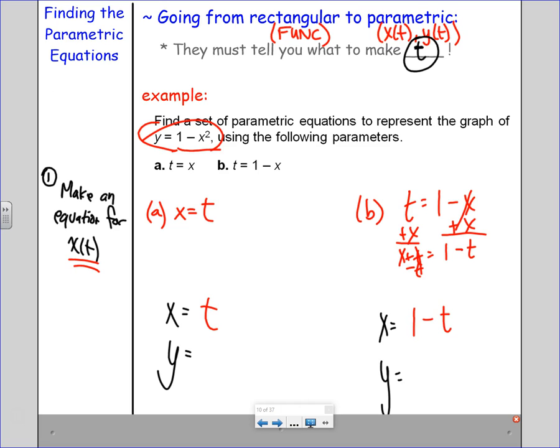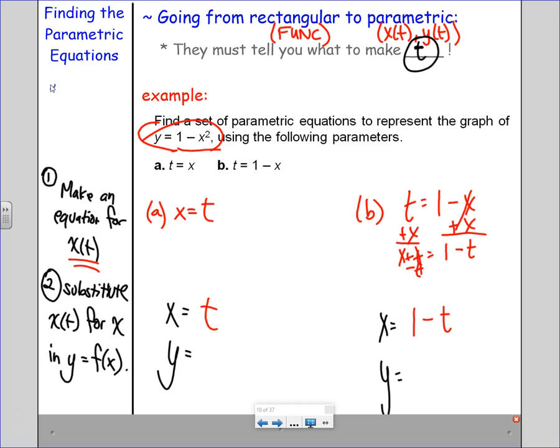So sometimes it's as easy as, oh, I see x. It's obvious, right there, x equals t. But sometimes you're going to have to rearrange just a little bit to get x by itself. Okay. So step number 1, make an equation for your x of t. Step number 2, substitute x of t for x in y equals f of x.